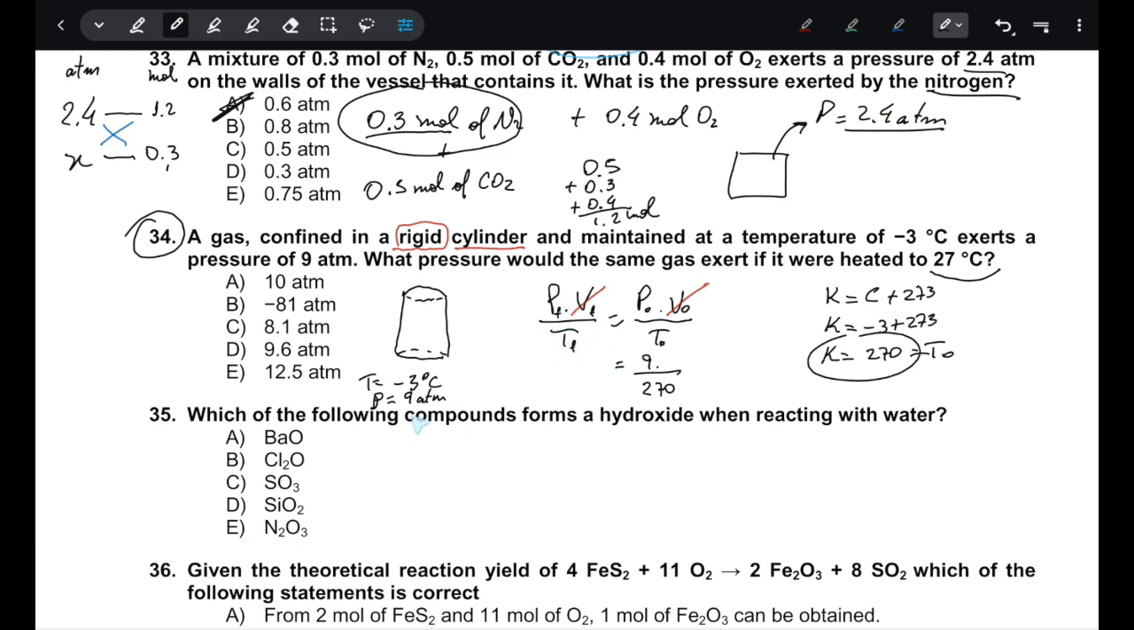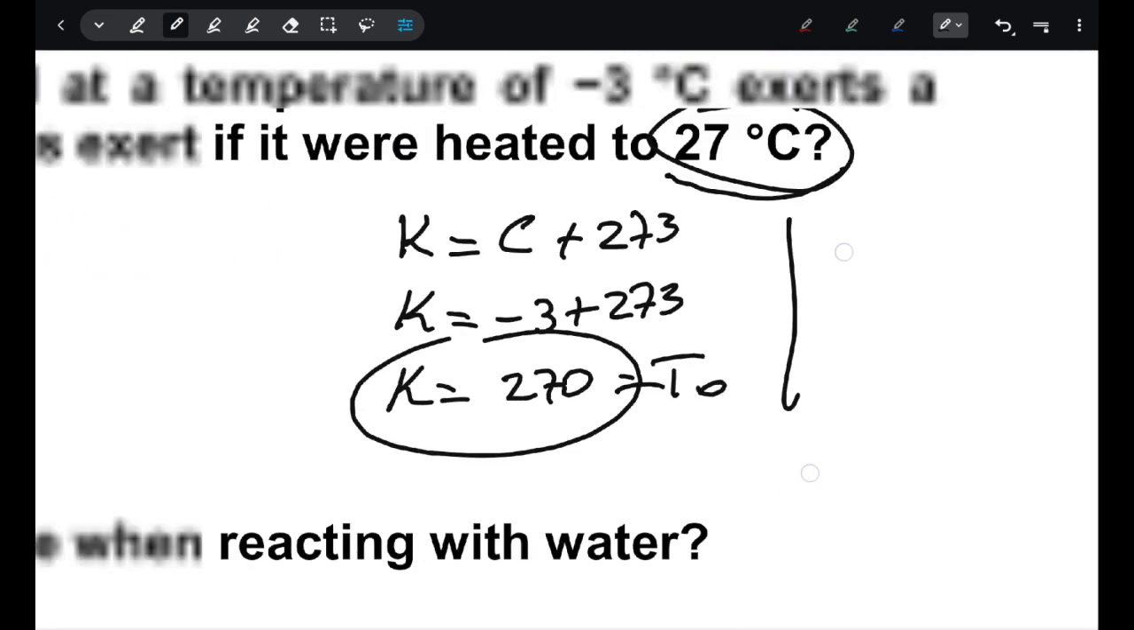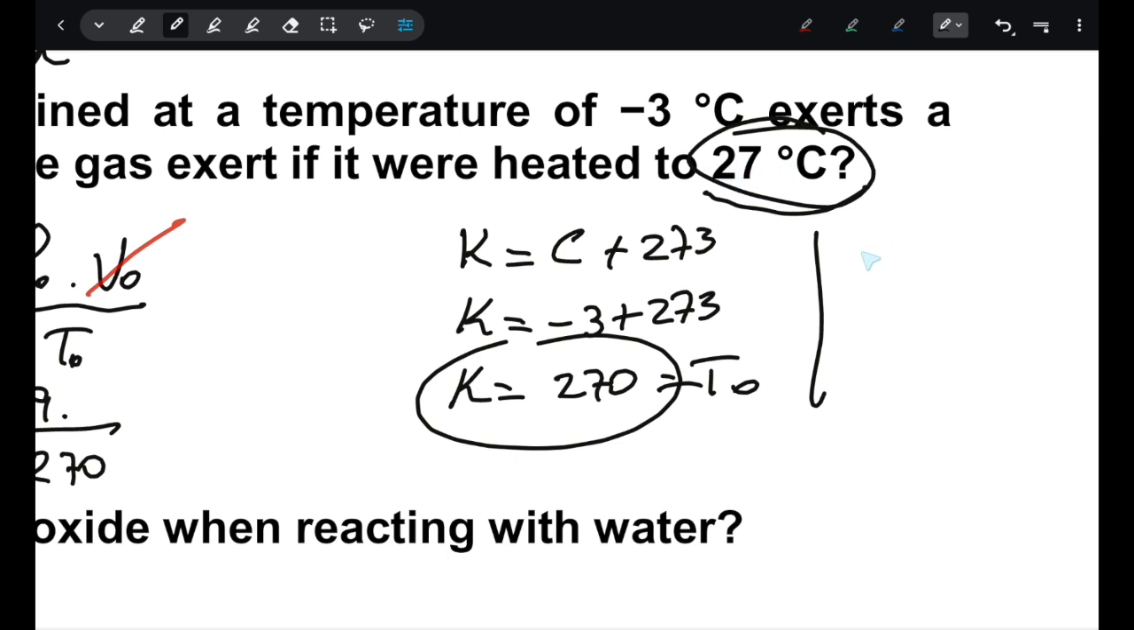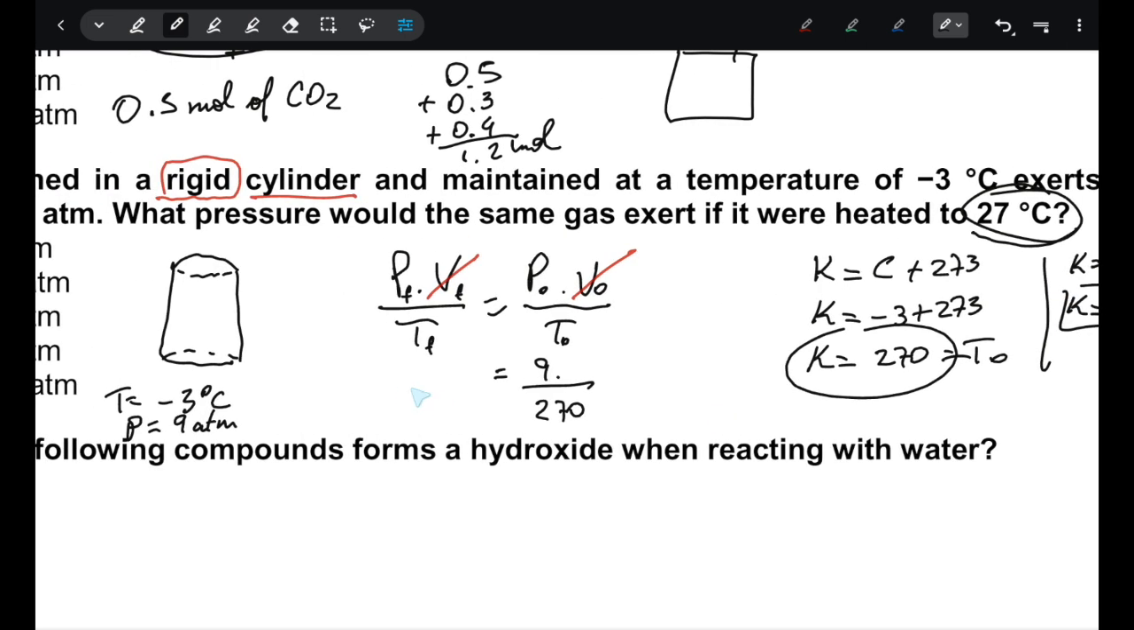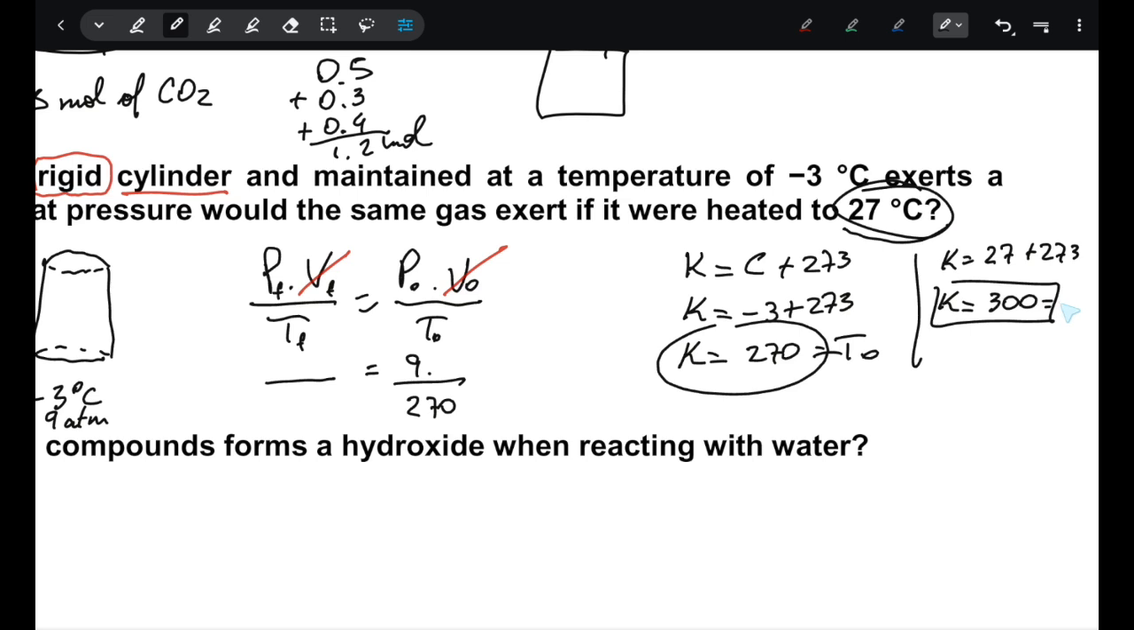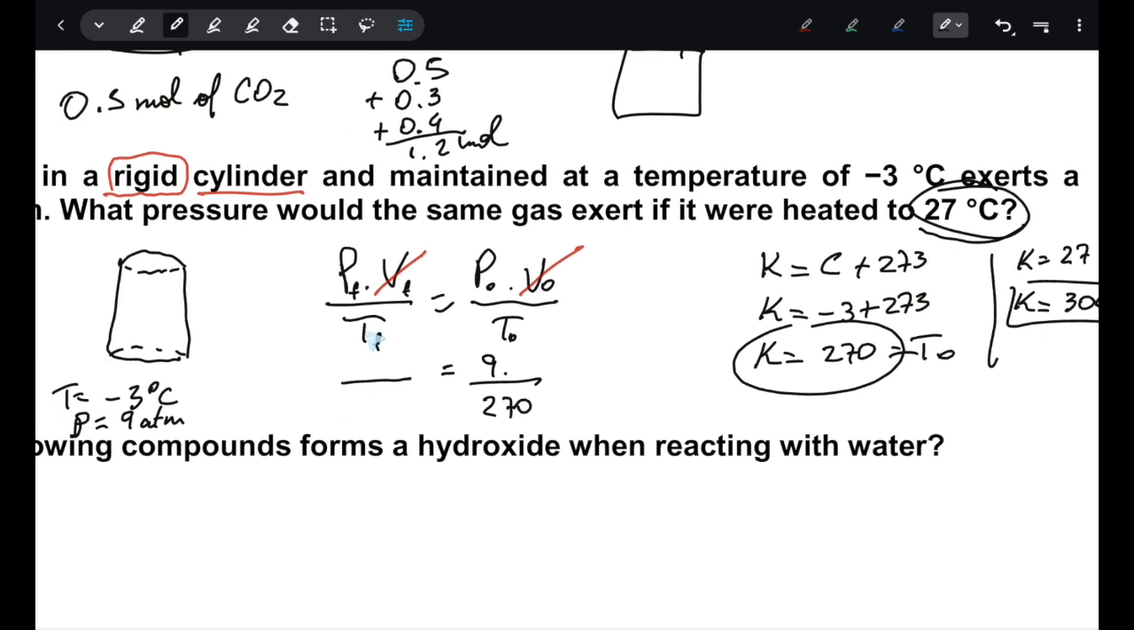The final temperature is going to be 27 Celsius. Again, we have to convert that 27 Celsius into Kelvin. So Kelvin is going to be equal to 27 plus 273. This is going to be equal to 300 Kelvin. This is the final temperature. The final temperature is going to be 300 Kelvin, and we want to know what would be the final pressure.